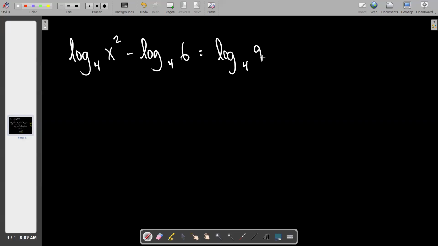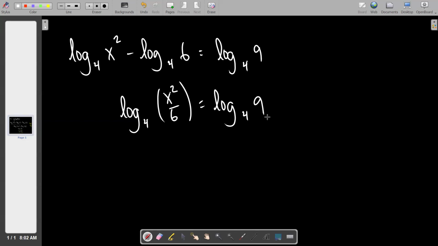But this is a pretty long note card here. So, all right, step 1, condense, right? So on the left, what do we get? Oh, base 4. Log base 4 of x squared over 6. Good job. It condenses into a division because it's subtraction. At this point, you just drop the logs. They become meaningless. I could explain why, but it might be a little clumsy. So we're going to have x squared over 6 equals 9.